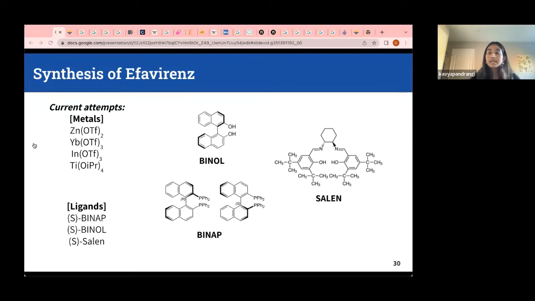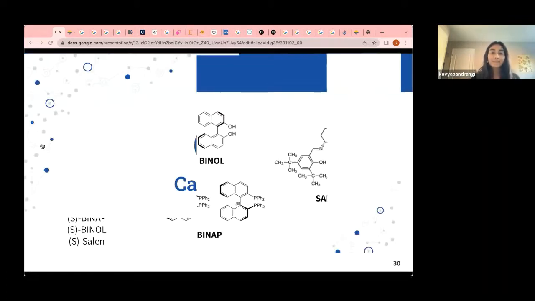Instead of using this reagent, we propose an alternate synthesis in which we use a chiral metal catalyst such as zinc, ytterbium, or indium triflate, and a ligand such as BINAP, BINOL, or silane in order to produce a safer, more practical, and more scalable synthesis. And this is currently a work in progress, so maybe in future colloquia, you'll see how that goes. And so that's all for NNRTI.